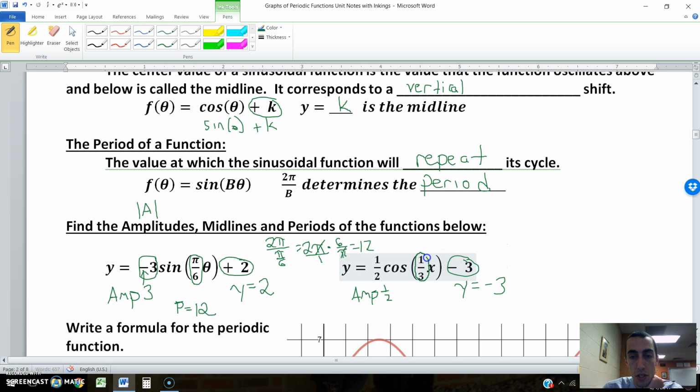For this one, our b is 1/3. We do 2 pi over b. Keep, change, flip. That would be 2 pi times 3, 6 pi over 1, or 6 pi.